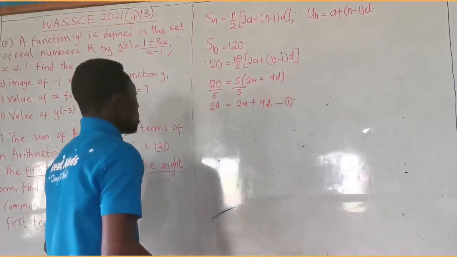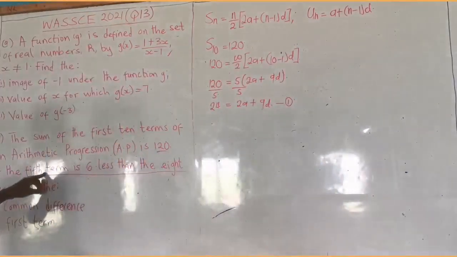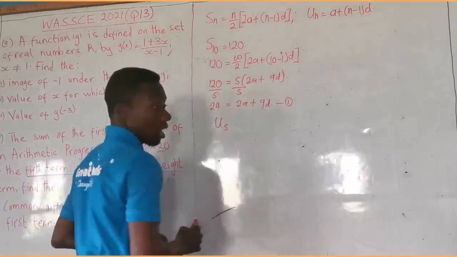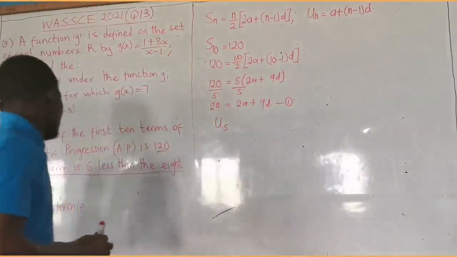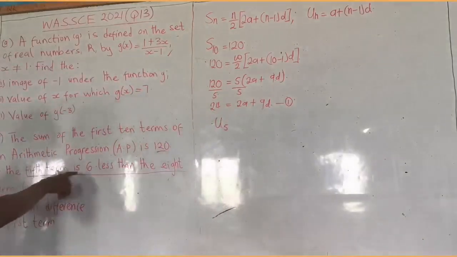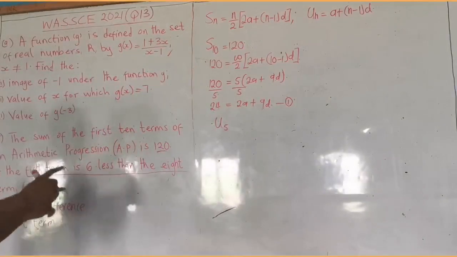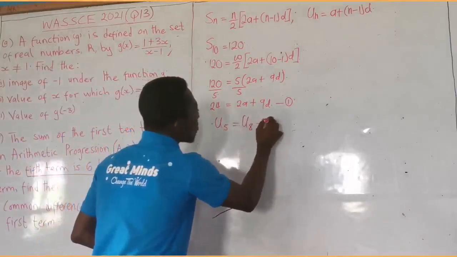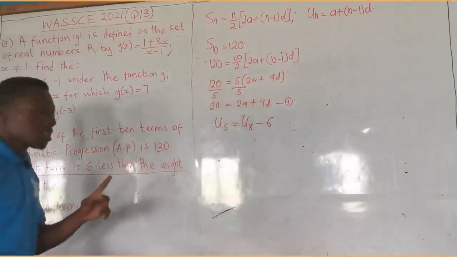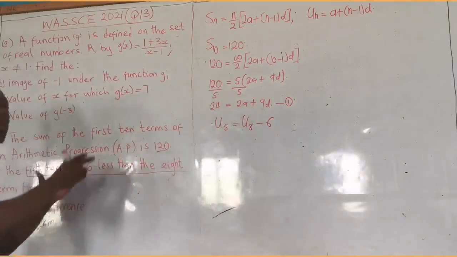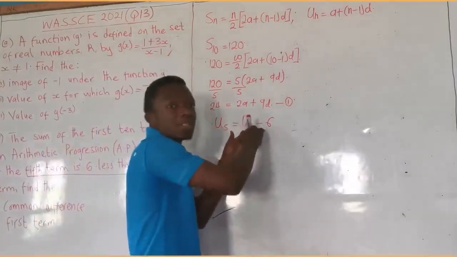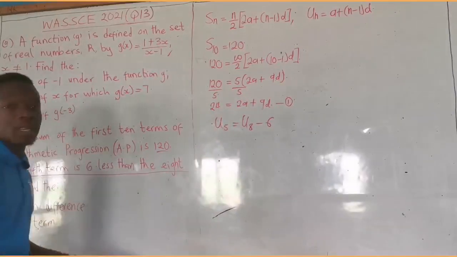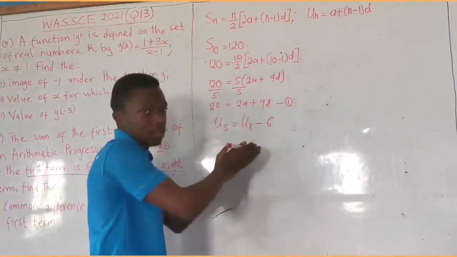Now we know the question has made mention of the fifth term and then the 8th term. So the fifth term is going to be U5. They are saying that the fifth term is 6 less than the 8th term, meaning it is equal to U8 minus 6. If the question had said that the fifth term is 6 more than the 8th term, that would have been U8 plus 6. But the question says it is 6 less than the 8th term, so they're going to go U8 minus 6.